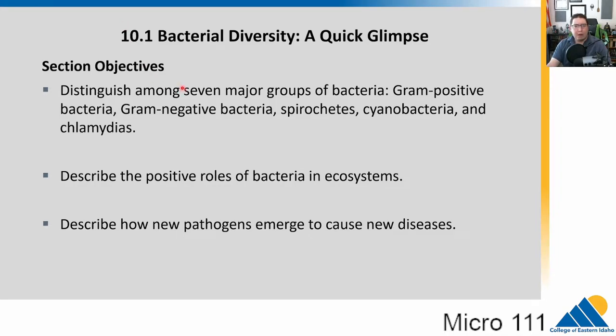We have seven major groups of bacteria. We call them the superphyla. We have two types in gram positives, two types in gram negatives, spirochetes, cyanobacteria, and the chlamydias. So we will talk about each of those in subsequent chapters. We'll just do an overview right now. We'll talk about some of the positive roles of bacteria in the ecosystem, and we will talk about how new pathogens can emerge and cause disease.